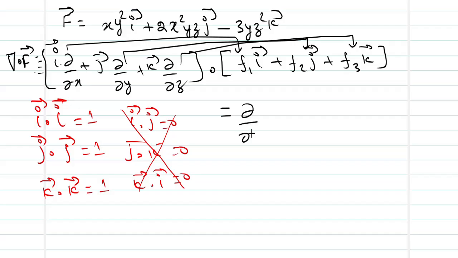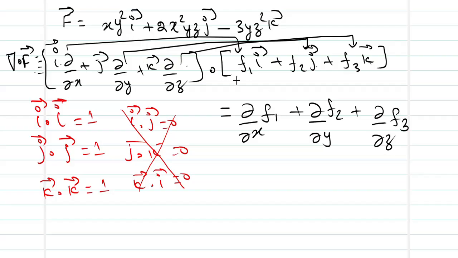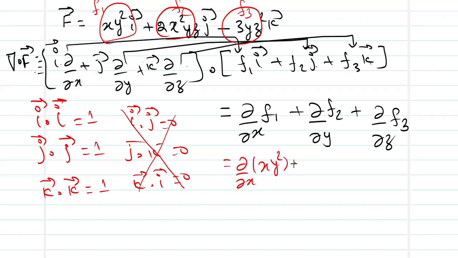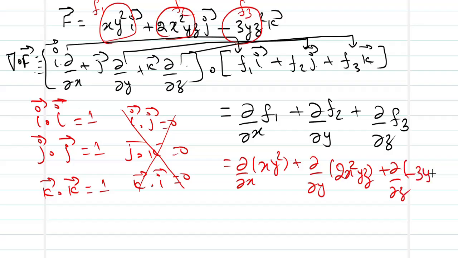So it is dou by dou x of my f1, plus j dot j is 1, dou by dou y of f2, plus k dot k is 1, dou by dou z of my f3. What is my f1? This is my f1, this is my f2, this is my f3. Now substitute it over here. Dou by dou x of x y square plus dou by dou y of 2x square y z plus dou by dou z of minus 3y z square.